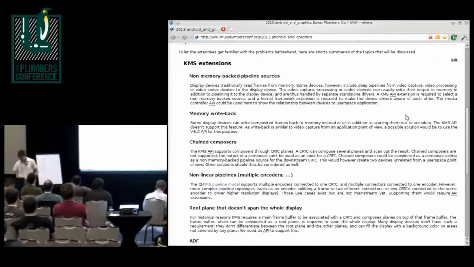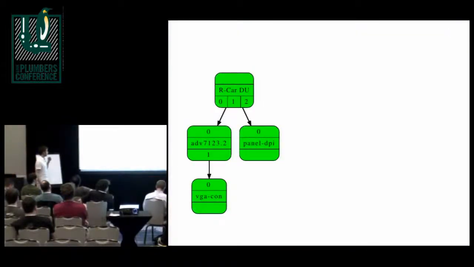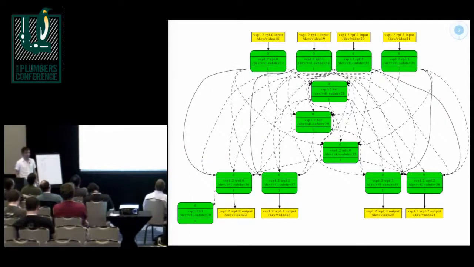I have a pretty simple use case, actually. This is my display engine. It has three CRTCs, three outputs on the top, 0, 1, and 2. Two of them are connected: I have a VGA DAC, a VGA connector, and a parallel panel. So it's pretty simple. Then in the same piece of hardware, I have a video processing engine.